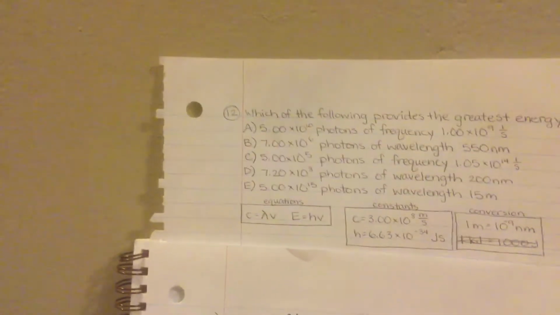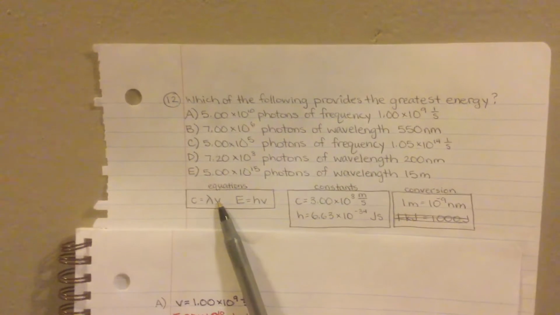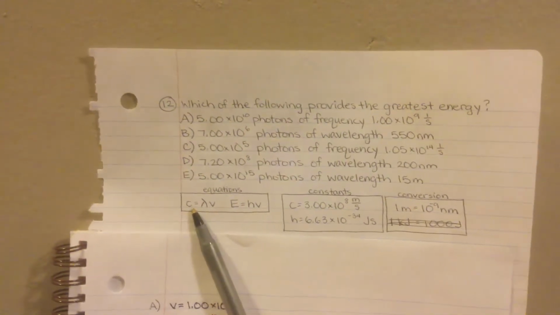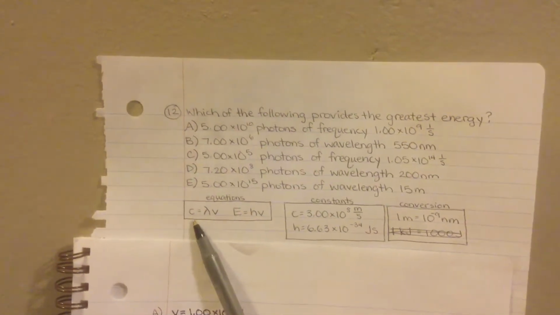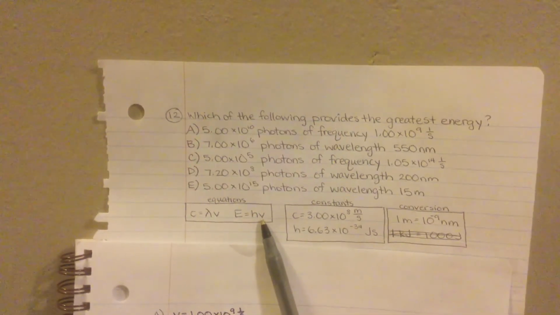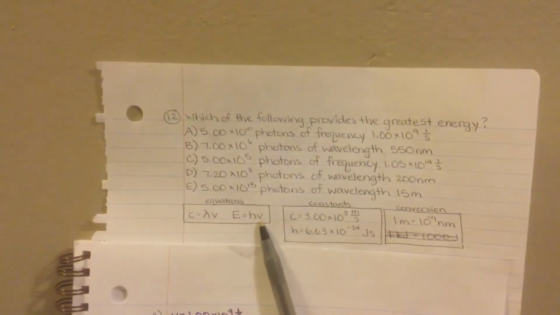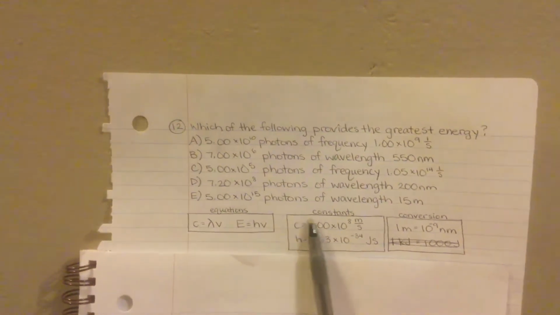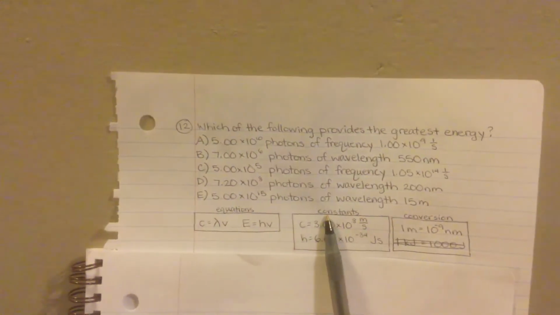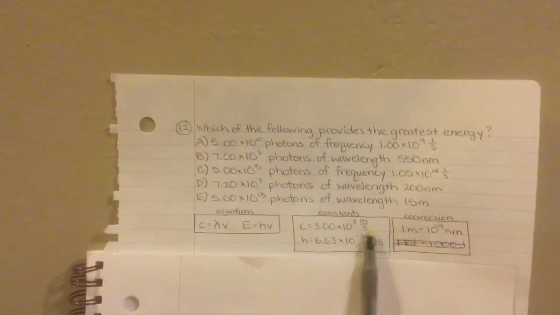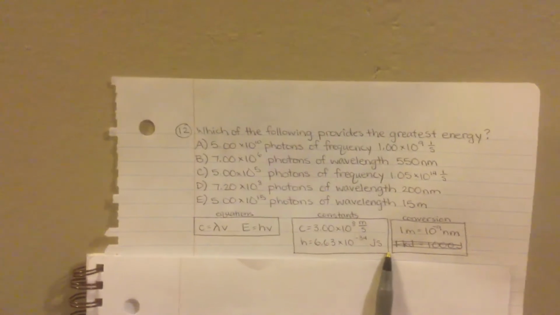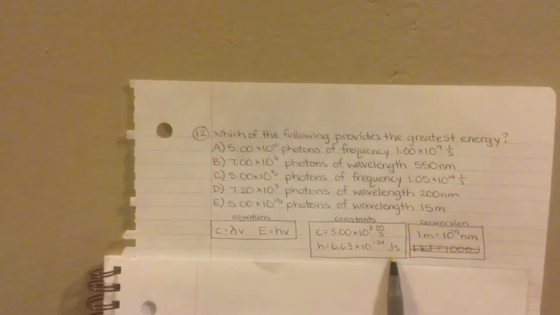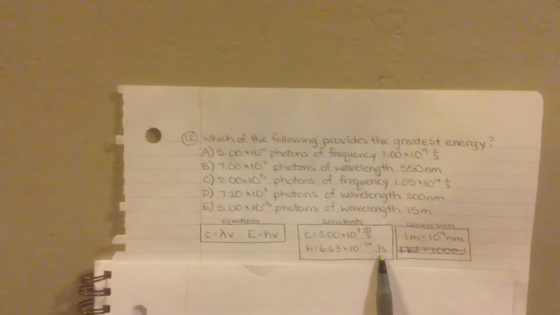We're going to use this one, in which we have wavelength times frequency equals c, speed of light. And then this one, we've got frequency times Planck's constant equals energy. So those are our equations. These are our constants. So here's speed of light, and here's Planck's constant. So this is in meters per second, and this is in joules times seconds.